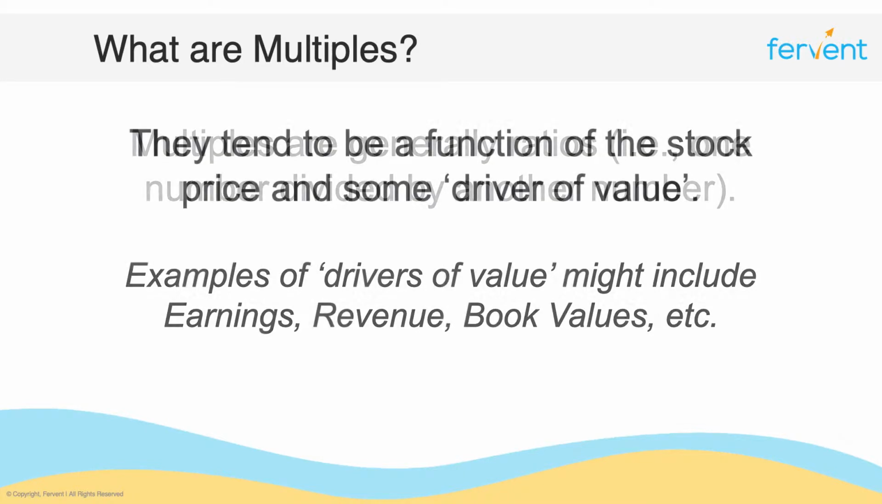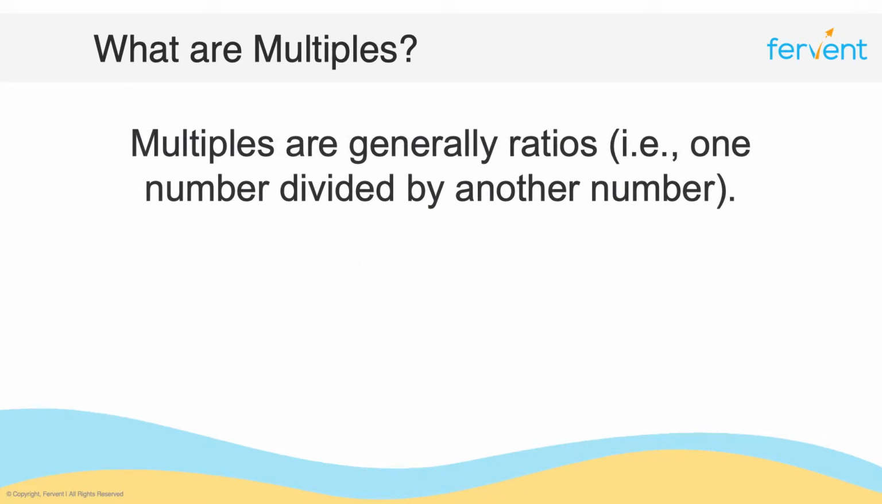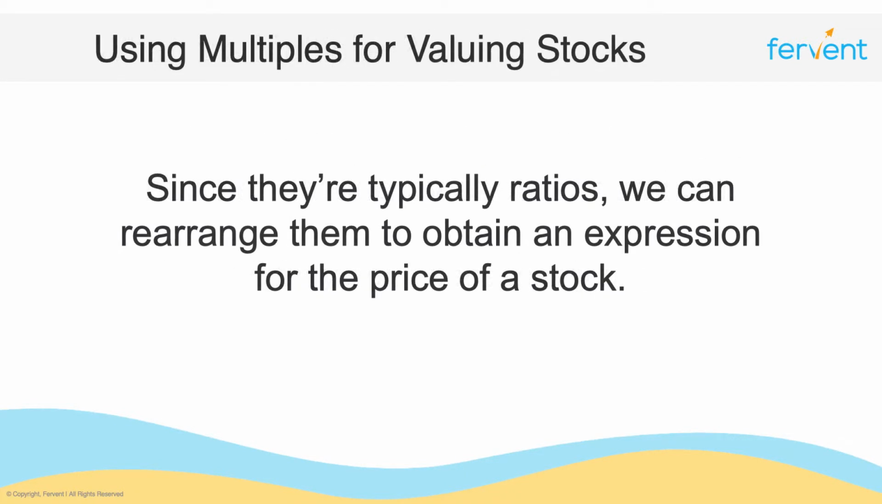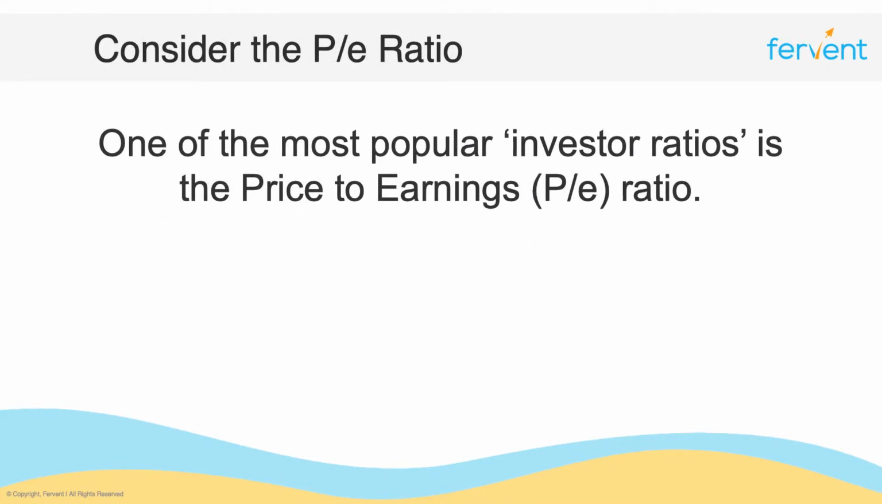Generally speaking, multiples are ratios, i.e. they tend to be one number divided by another number, although they don't necessarily need to be ratios. For the most part though, we'll be working with multiples as ratios. Since they're typically ratios, we can rearrange these ratios to obtain an expression for the price of a stock. So to give you an example, one of the most popular investor ratios is what we call the price to earnings, or the PE ratio. As the name suggests, it's the price relative to the earnings. So it's the stock price divided by the earnings per share, or the EPS.